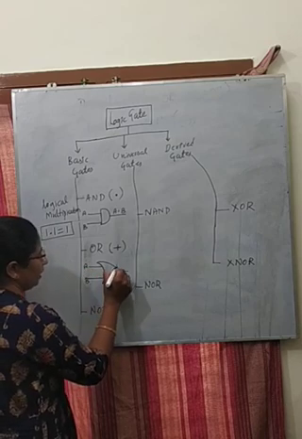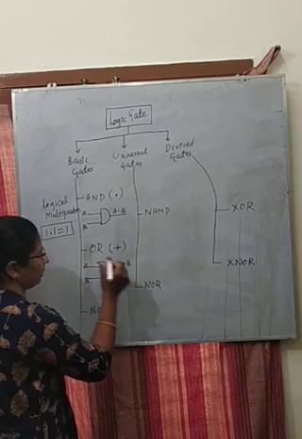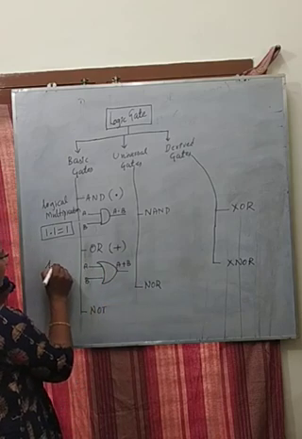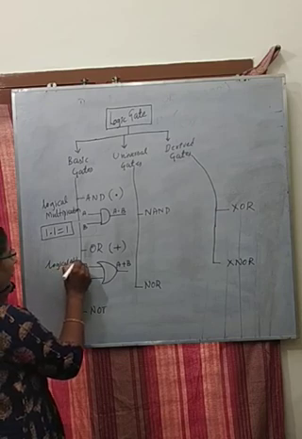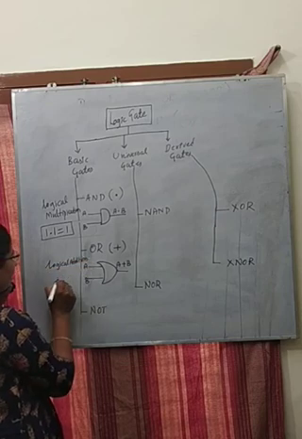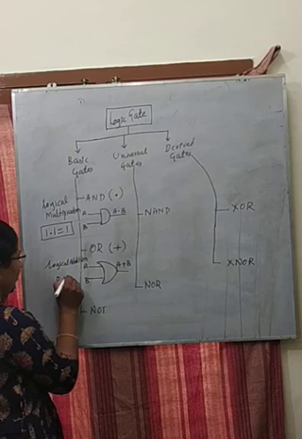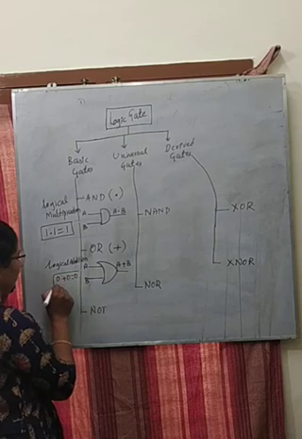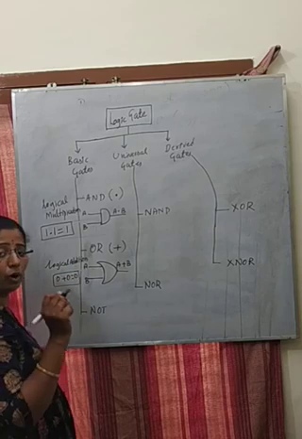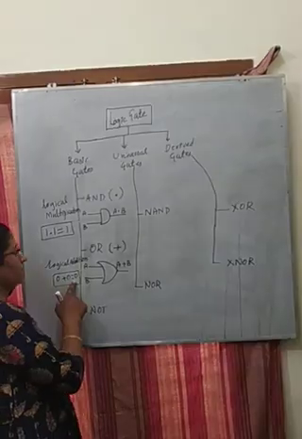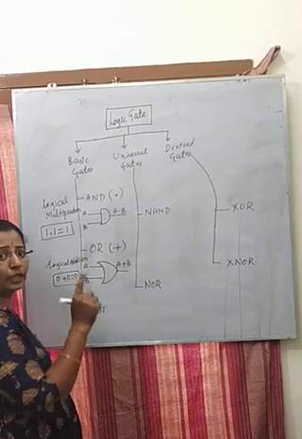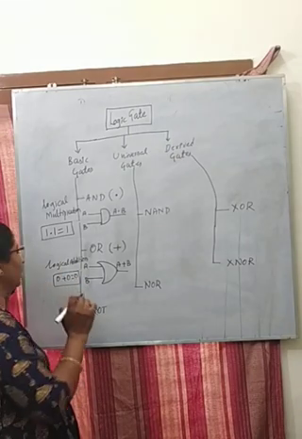A, B, A plus B. It is logical addition. 0 plus 0 only gives you the result 0. That means if all the possible inputs are 0, then only the output is 0. Otherwise the result is true.